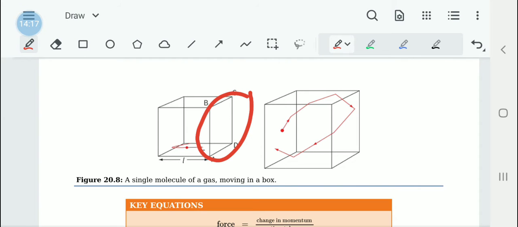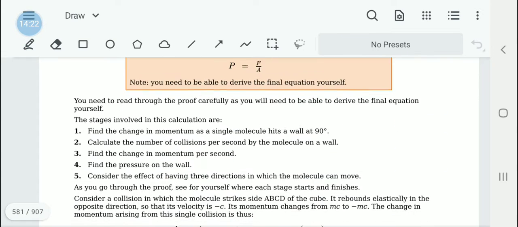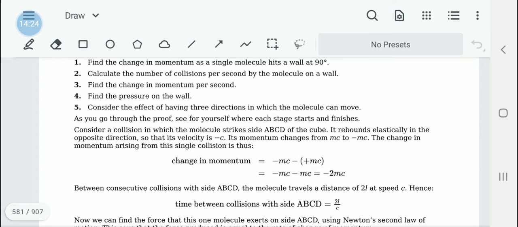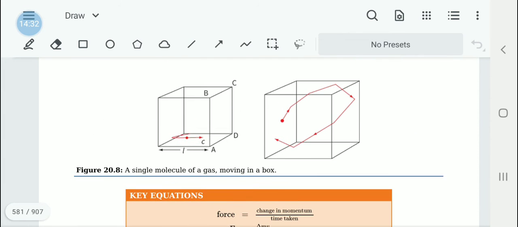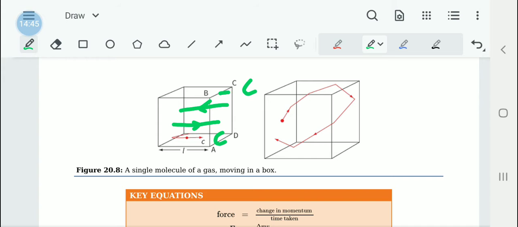This side. Right? All right. So it rebounds elastically in the opposite direction. So the velocity is negative c, because it comes in this direction. As you can see, it comes in this direction, and then it goes back in this direction. If this is positive c, then this has to be negative c. I hope you understood.